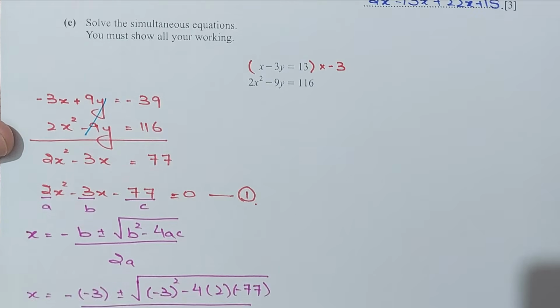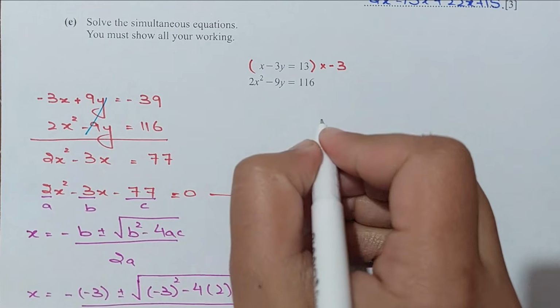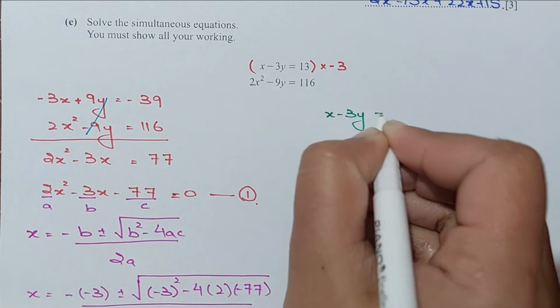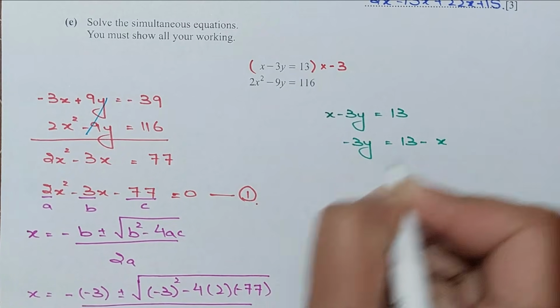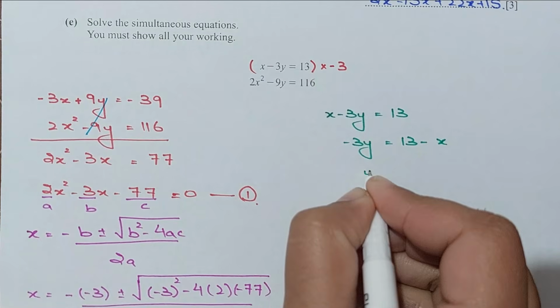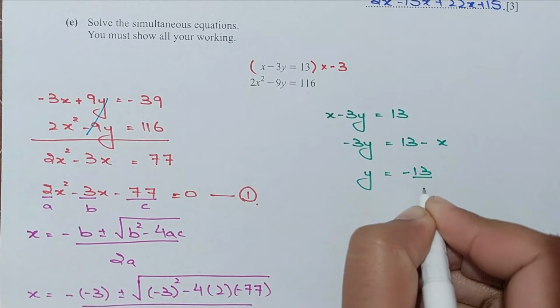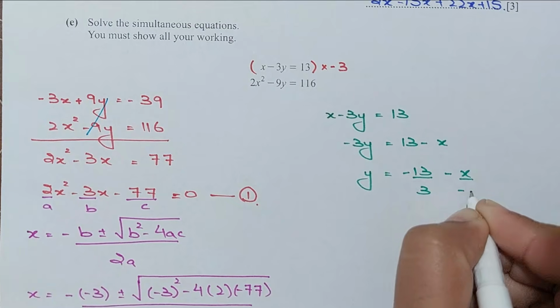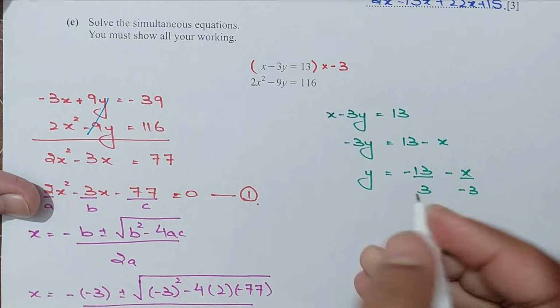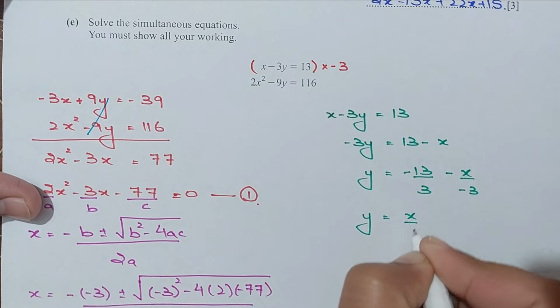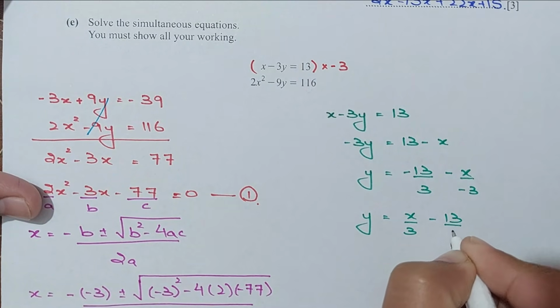Let's solve for the y's. Okay, so in which equation? Let me solve it by the linear. It is better. So substitute into the linear equation. x minus 3y equals 13. Minus 3y equals 13 minus x. Okay, so y would be equal to minus 13 over 3 minus x over minus 3. So I'm dividing by minus 3 throughout the equation. This becomes minus 3 in the denominator. So y equals x over 3 minus 13 over 3.